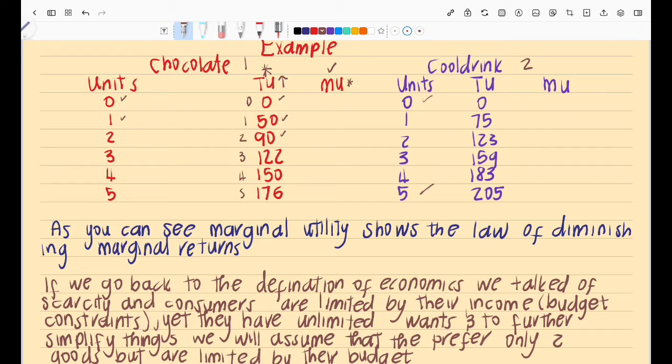So we then calculate marginal utility. For the first point, you're just going to have 0. For the next one, 50 minus 0, we get 50, right? 90, I'm very bad with mental math, so forgive me. 90 minus 50 gives me 40, all right? 122 minus 90 gives me 32. 150 minus 122 gives me 28. 176 minus 150 gives me 26, right?